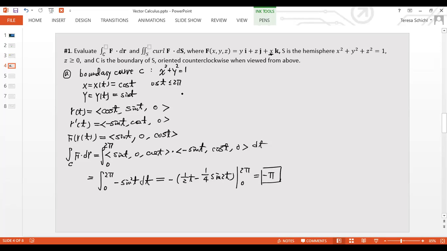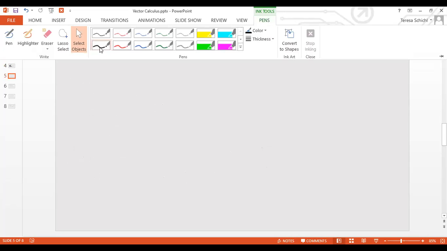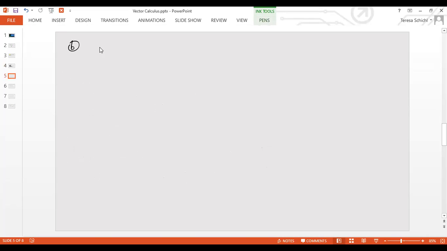Now let's take a look at part B. By surface integral, let's refresh our memory. For the surface integral, the first thing we're going to do is change to the parameters u and v, so r(u,v). This is half of a sphere, so I know spherical coordinates will probably be pretty good.